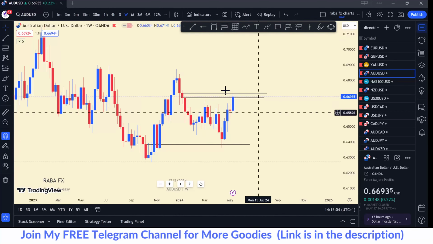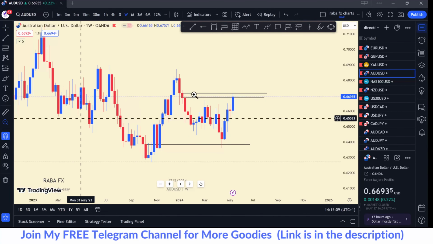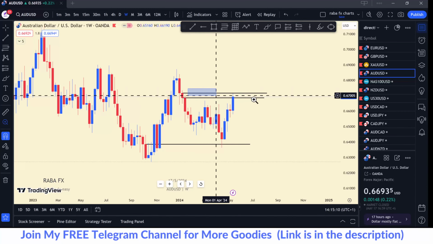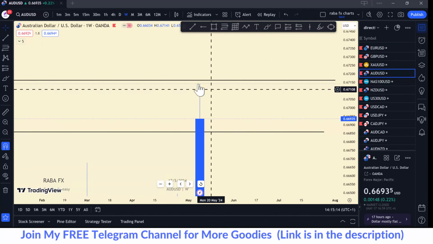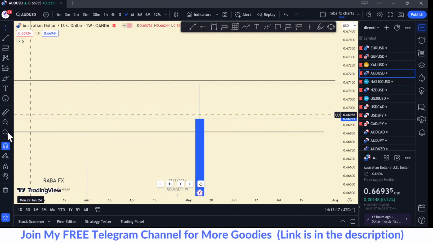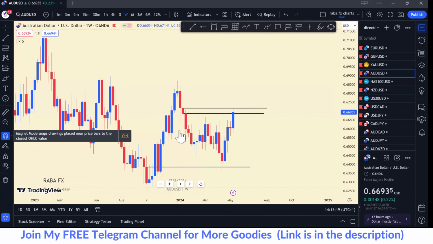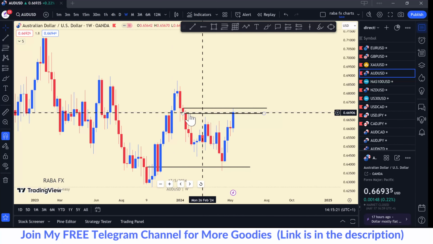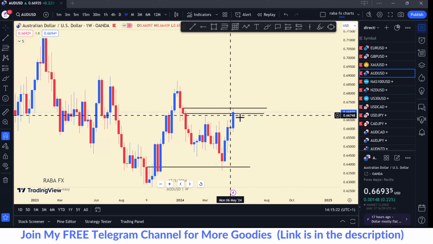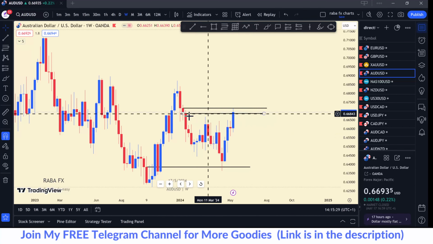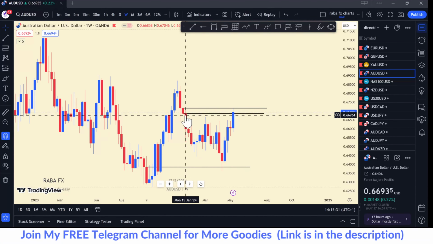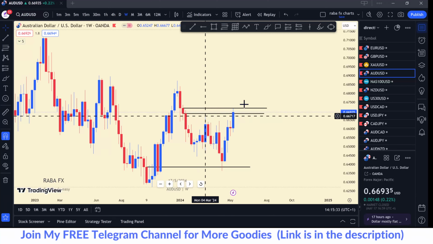So what I need to look at now is if the second one there's a rejection, all right? So I'm going to use this zoom tool to take a closer look at them. Okay, there was no touch on this. So from what I can see here, we closed above this first one. This is an indication that price wants to go higher. Simple as that. Okay, price wants to go higher simply because we closed above this.